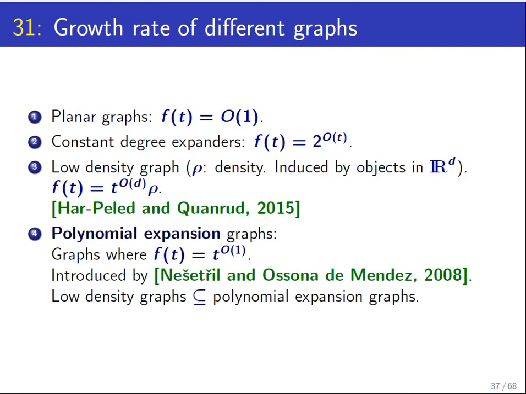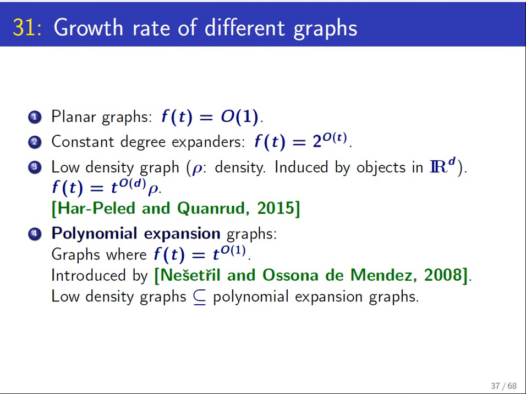And in particular, this idea has a more abstract class. So this abstract class is the polynomial expansion graphs. Those are all the graphs that have growth which is a polynomial function. And in particular, low density graphs are polynomial expansion graphs. And this notion of polynomial expansion graph was defined by Nešetřil and Ossona de Mendez.